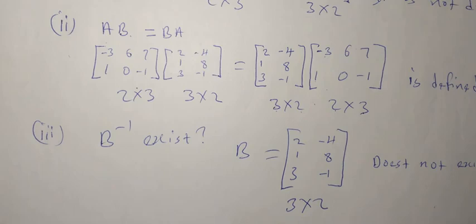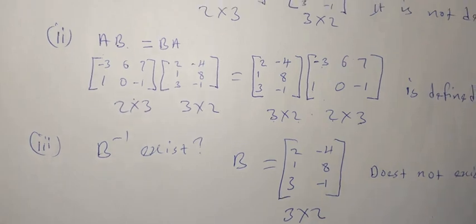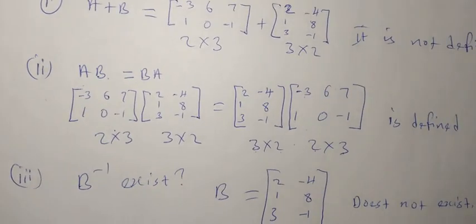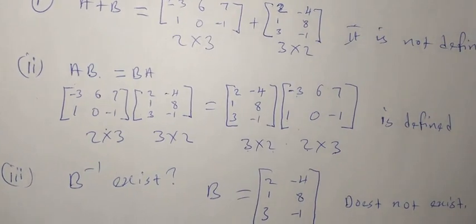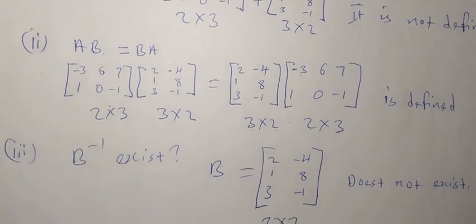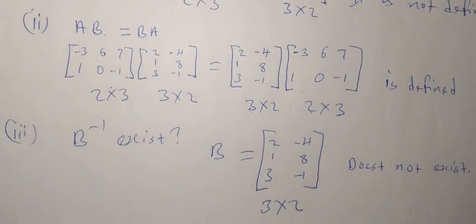So we draw our conclusion on these questions. The first one, since it is addition, is not defined. The second one is defined, and the last one does not exist because it is not a square matrix, a 3 by 2 matrix.